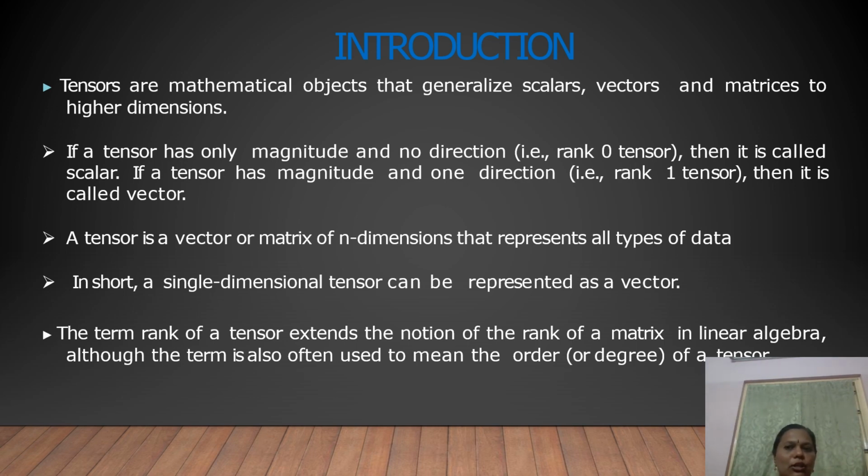What is a rank 0 tensor? Nothing but a scalar quantity. A vector quantity will always be a rank 1 tensor. So tensors are mathematical objects that generalize scalars, vectors and matrices to higher dimensions.